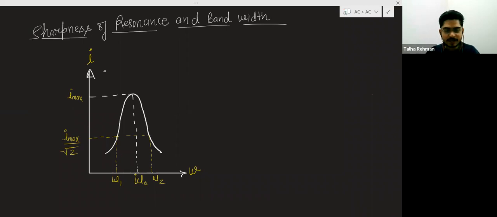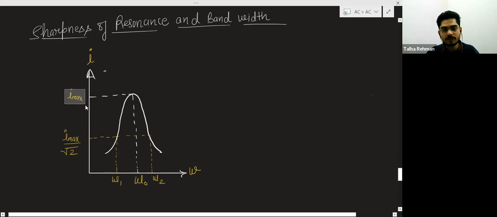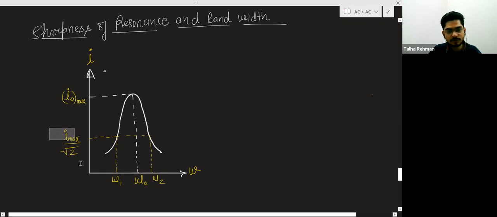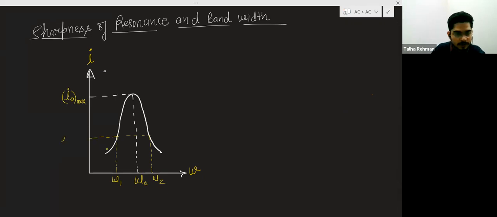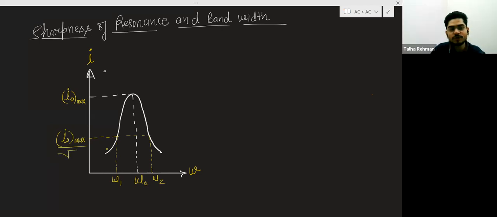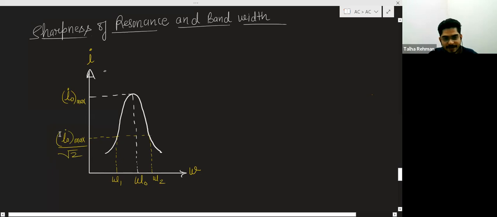It is better to write it as I naught max, because we are talking about the peak value of the current. So here the current is I naught max, and here it will be I naught max divided by root 2. Now basically at this current you will get half of the maximum power.